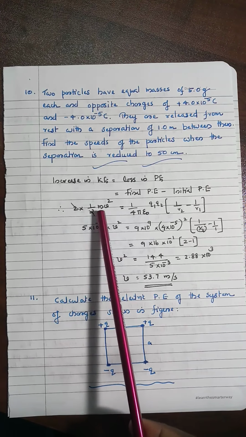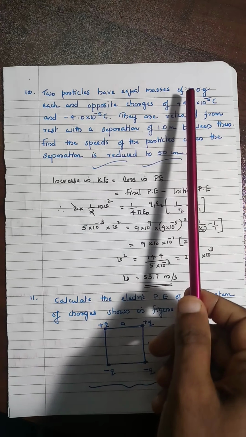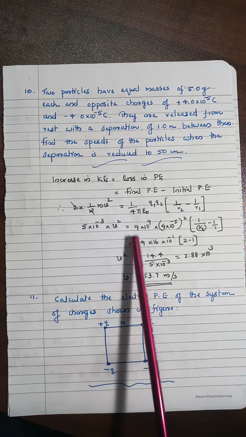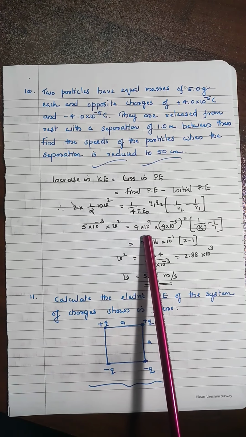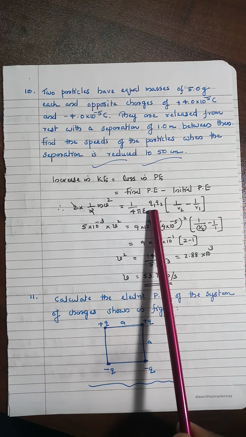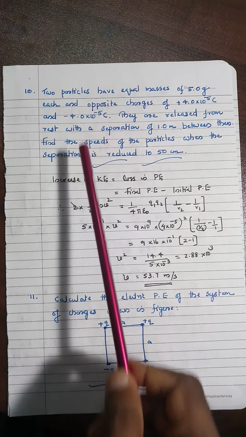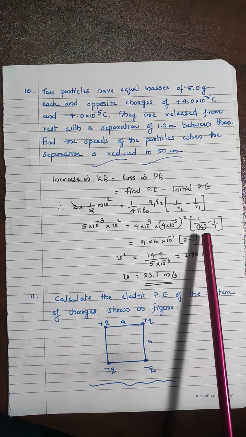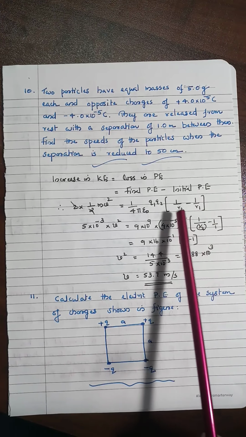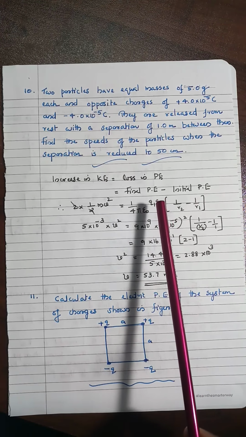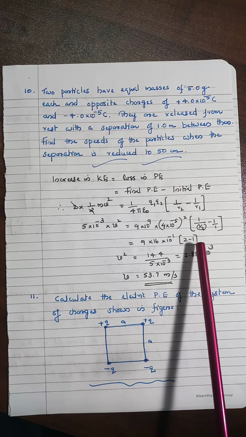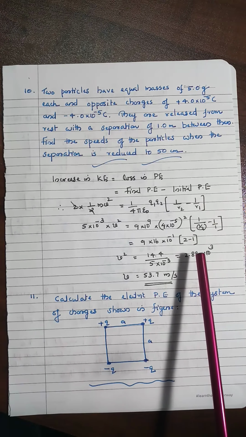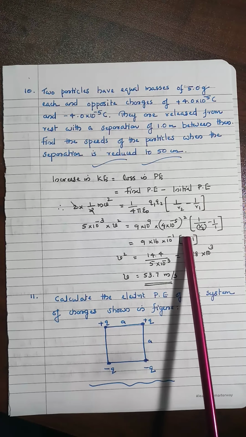So 2 cancel. The mass is 5 gram. So 5 into 10 raised to minus 3 into v square equal to 9 into 10 raised to 9 into, they got the same values with opposite signs, of 4 into 10 raised to minus 5 the whole square into 1 by the separation. The final separation is 0.5 meter. So 1 by 2 minus 1 by 1. So that is 2 minus 1.